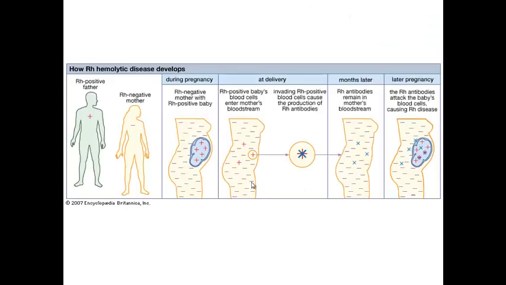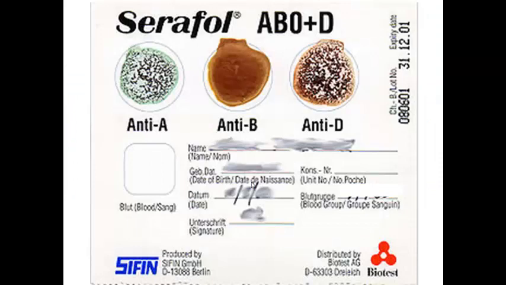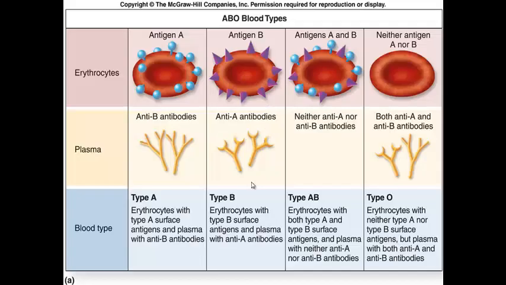So there's a little bit of a close-up. There's what you should see in the lab, little clumps. And here's another good view of that chart that you should get to know and love. And there's a separate page on Haiku for the ABO blood type chart that will help you out with that.